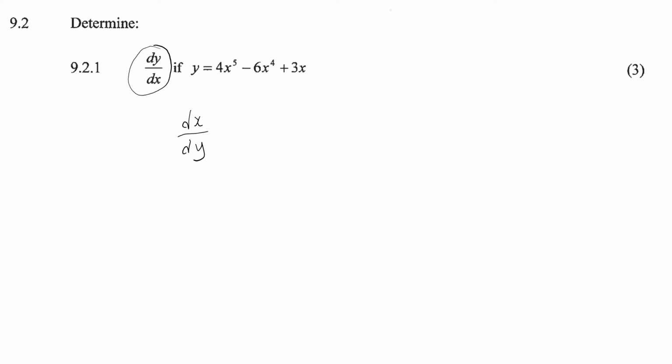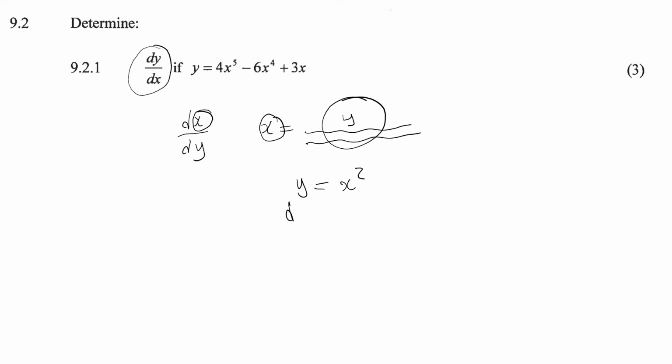So if they say dx over dy, we must first make sure that our equation is in the form of x equals to something in terms of y. Then we are going to derivate this equation of x in terms of y. All right, let me just give you a quick example. Maybe you have something like y is equal to x squared, right? And they want dx over dy, right?